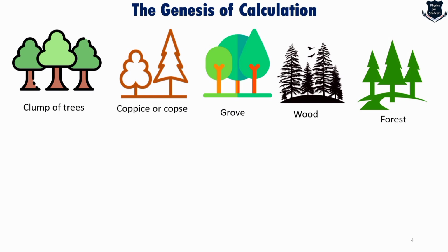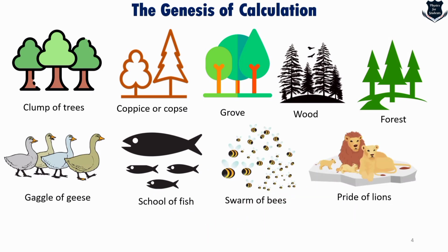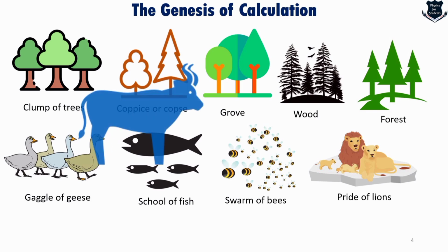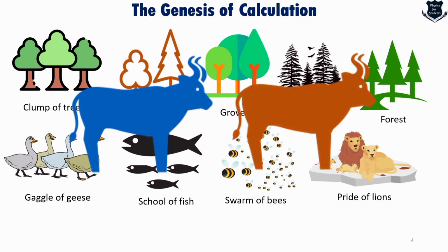There are many other ways just like this of expressing an undefined number of, most commonly, animate objects. For example, we can say a gaggle of geese, or most importantly a school of fish. We can also say a swarm of bees, or a pride of lions, and similarly a brace of oxen and so on.